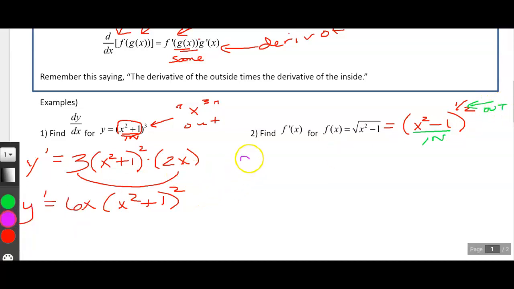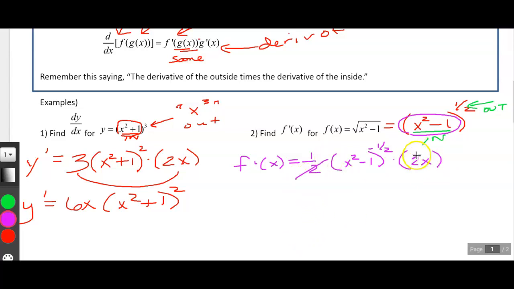So when we go to take our derivative, we start with the power rule with that 1/2. So we bring that down. The inside stays the same, and then we subtract 1. Then we're going to multiply by the derivative of the inside, which is another power rule.